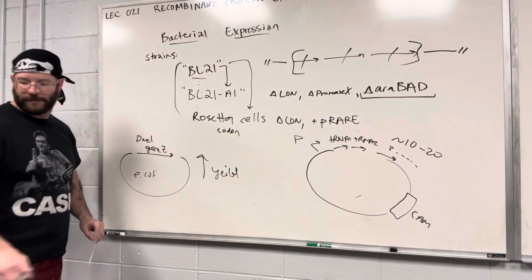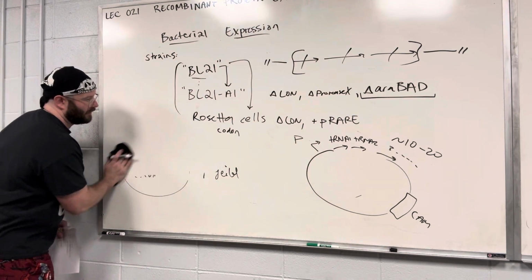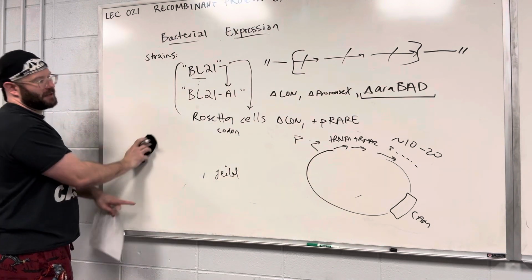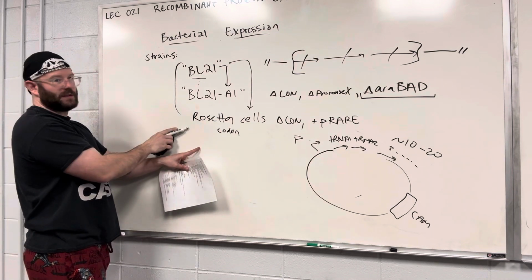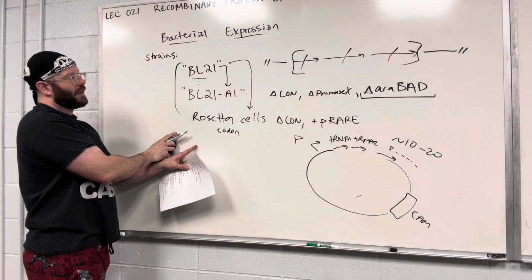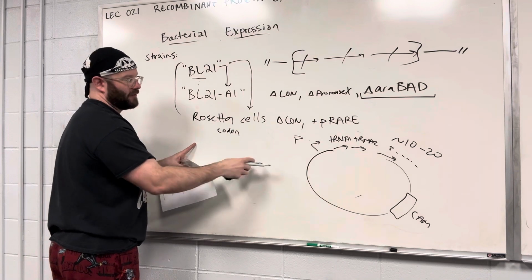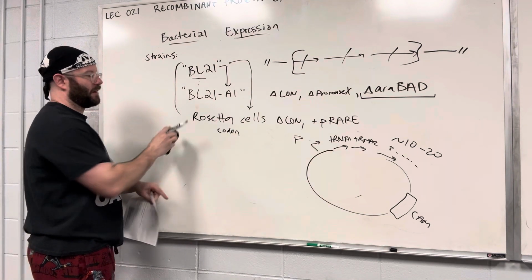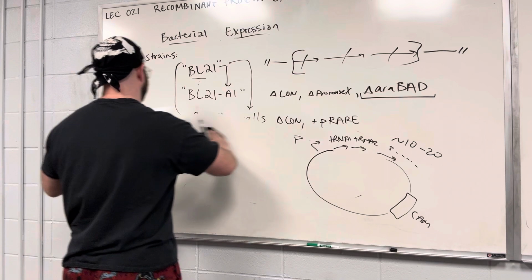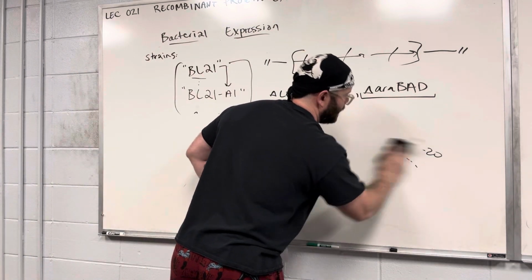So we all should understand that these are now 3 examples of unique strains with unique strain names that have unique genotypes that do different things and give them different compatibilities for recombinant protein expression.